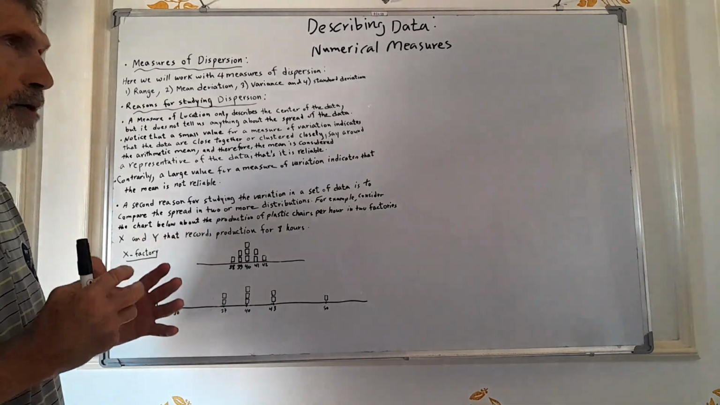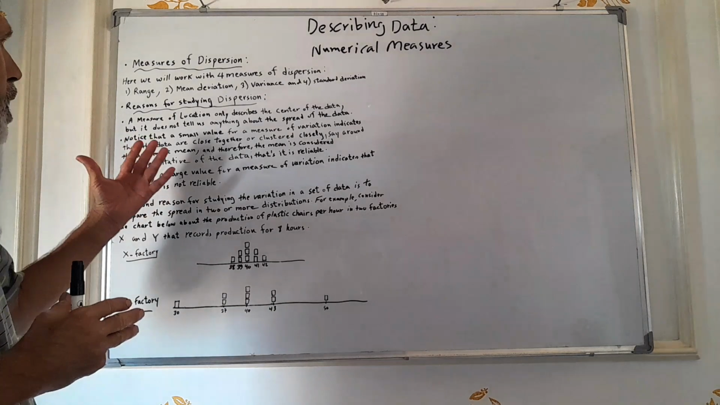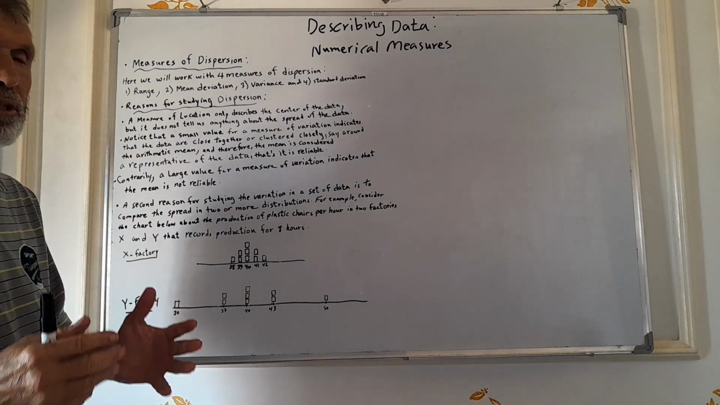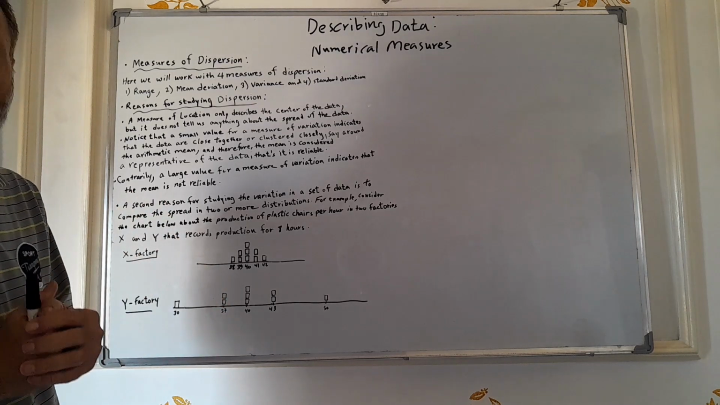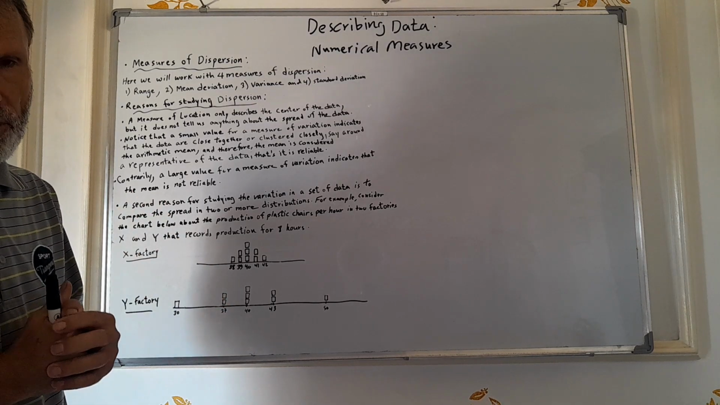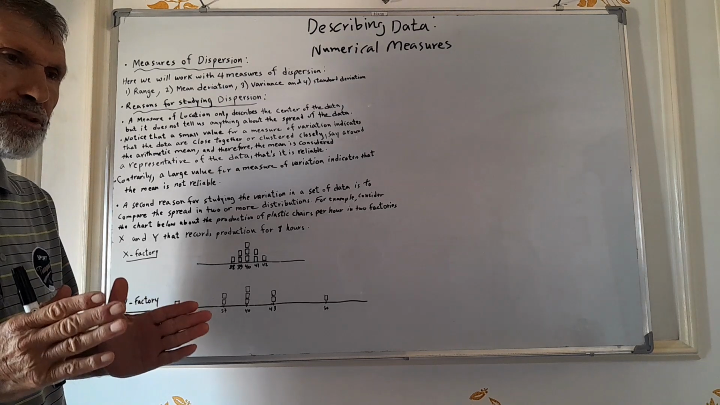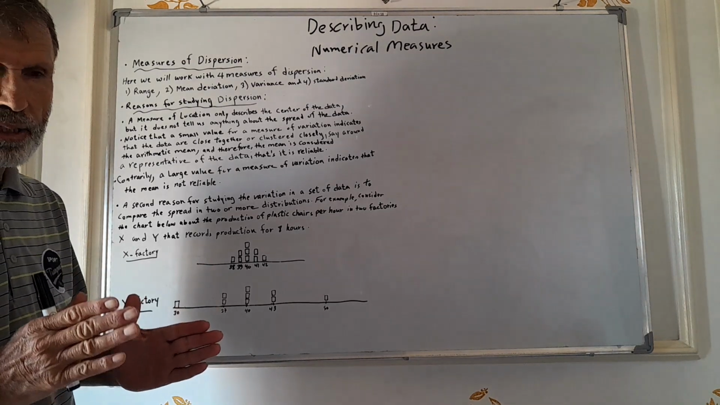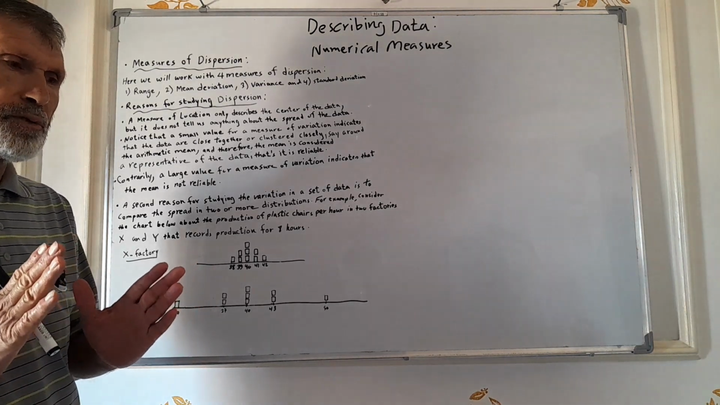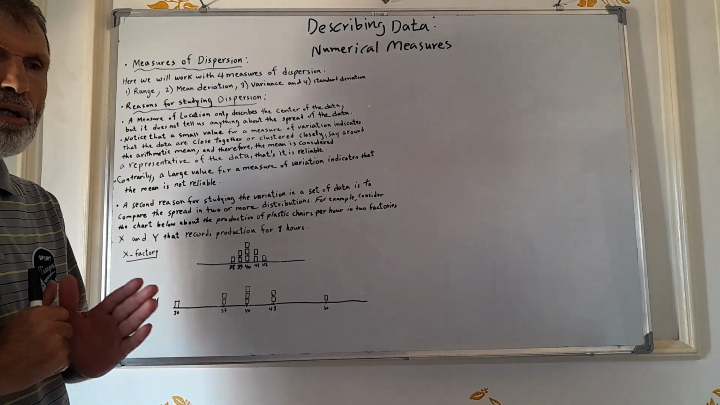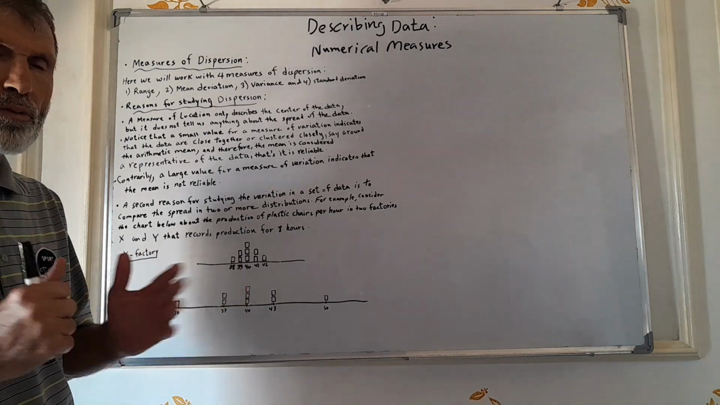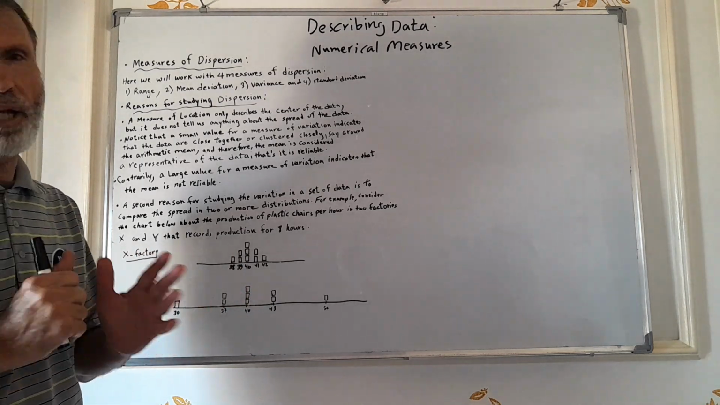Now, first, let me discuss the reasons for studying measures of dispersion. Measures of dispersion are important. Just depending on the measures of location, such as the mean or median or mode, is not enough.